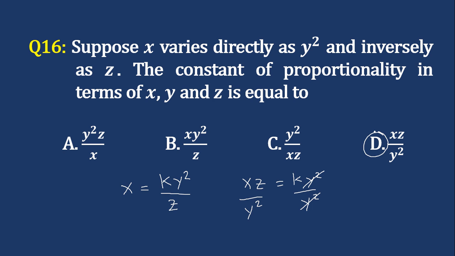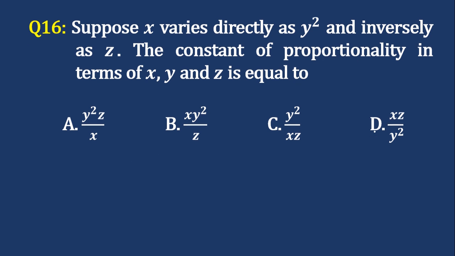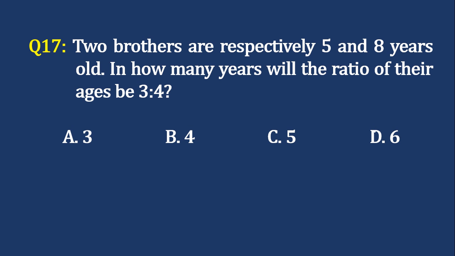Question number 17. Two brothers are respectively 5 and 8 years old. In how many years will the ratio of their ages be 3 is to 4? Okay, so we don't know the number of years that will pass in order for the ratio to be 3 is to 4. So let x be the number of years.